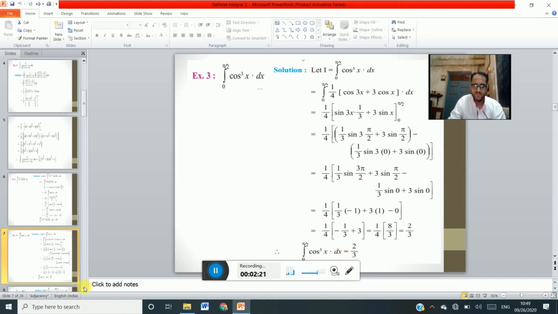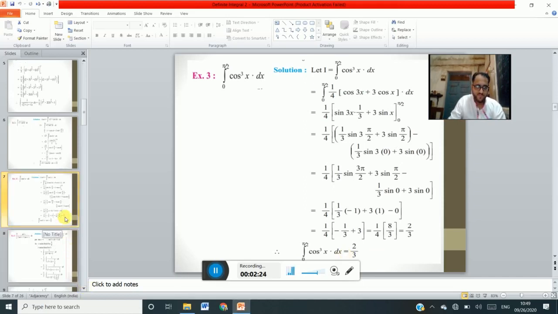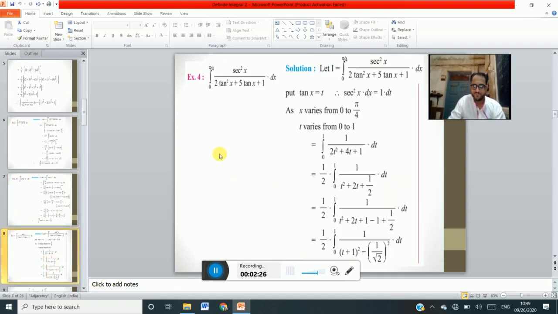Then see the next one, example number 4: integration from 0 to pi by 4 of sec square x upon 2 tan square x plus 5 tan x plus 1. So let I be the given integral. Here this is not in the standard form of integration, but we can convert it into standard form by the substitution method. So put tan x equals t, sec square x dx equals dt, and therefore the limit changes. As x varies from 0 to pi by 4, t varies from 0 to 1.